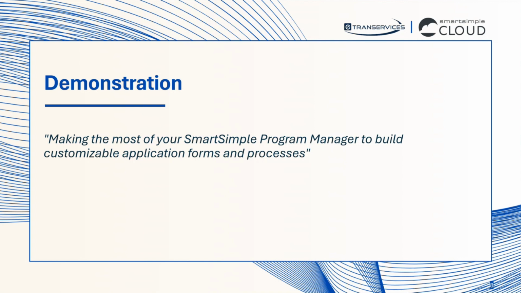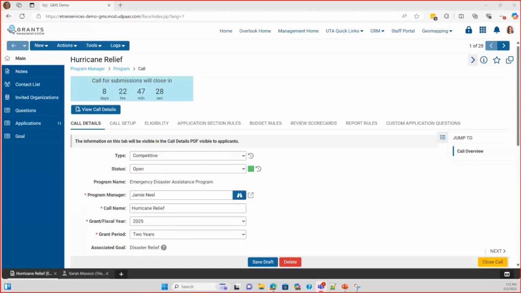Now I'm going to demonstrate the implementation of our smarter applications in our demo instance. Hopefully everybody can see my screen. So let's start with a program manager. I have an open call for applications, which means we're ready to accept grant applications for this program. I'll show you how to set up the business rules on the call and then what the application looks like when those rules are applied.